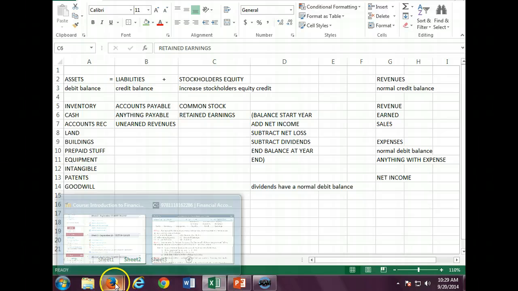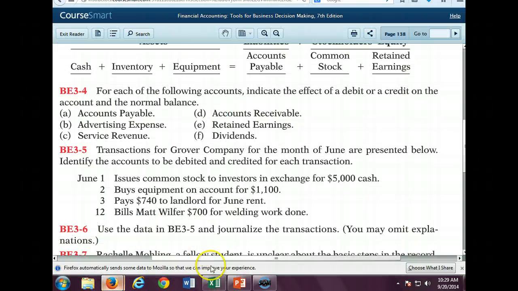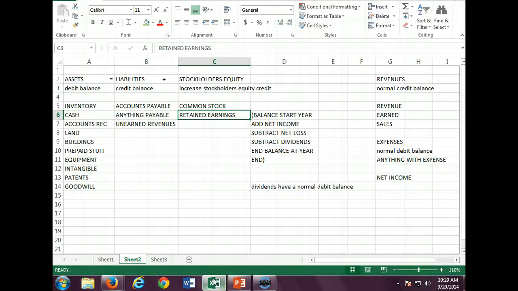Next, dividends. What happens to dividends? They're like expenses, aren't they? So they debit, decrease retained earnings. Therefore, they're going to have a debit balance.